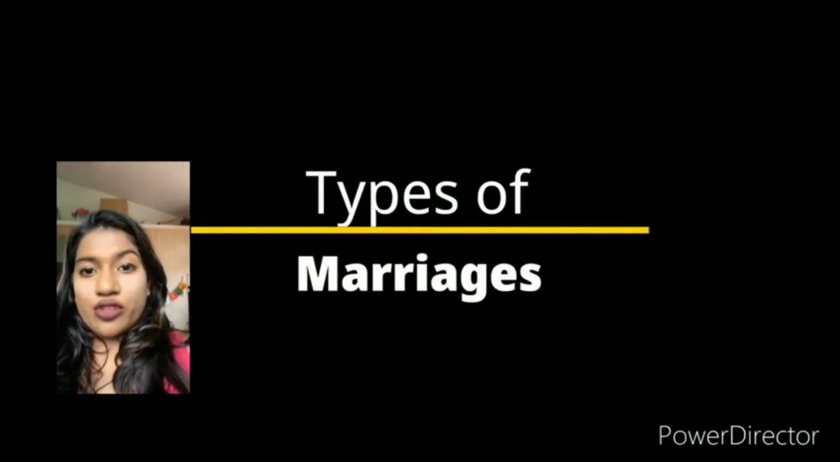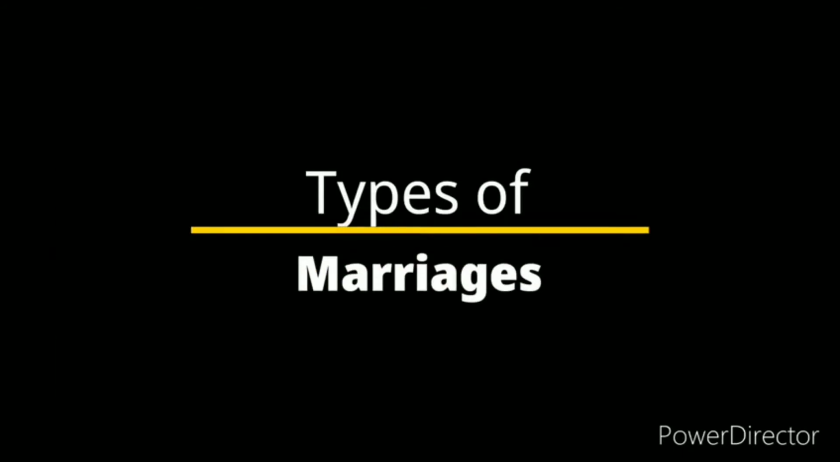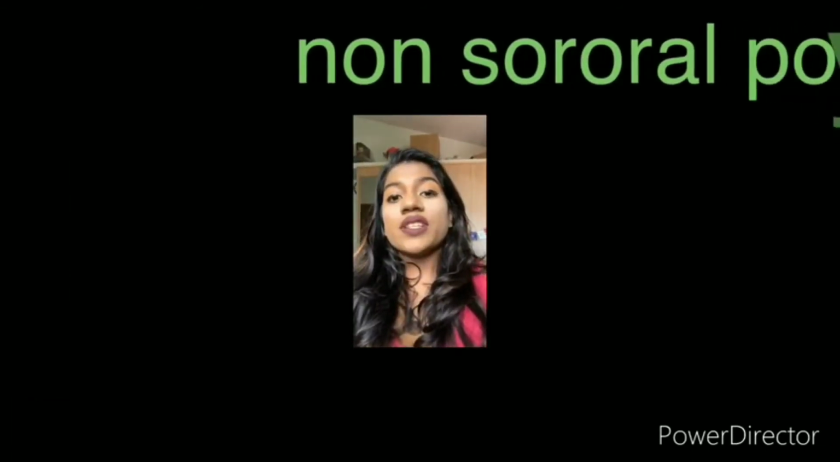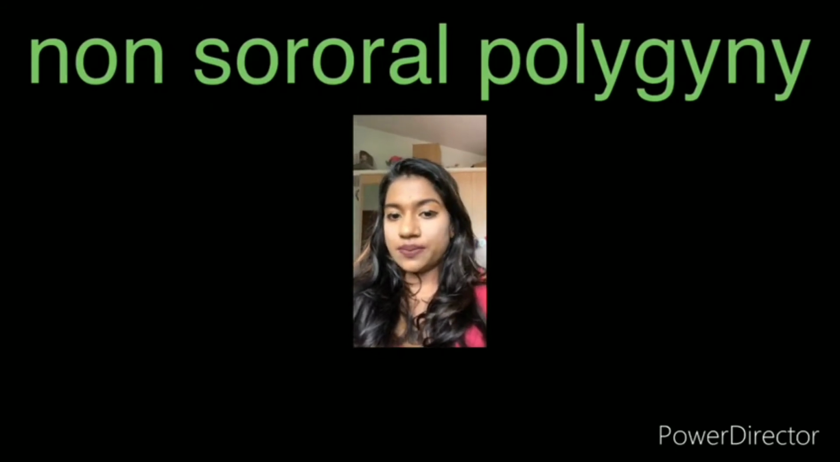Now let's talk about types of marriages. Polygyny is when one man is married to several women. In polygyny, there are two types, that is sororal and non-sororal. Let's talk about sororal polygyny. The husband gets married to his wife's sister after her death. Non-sororal means that the co-wives are not sisters.